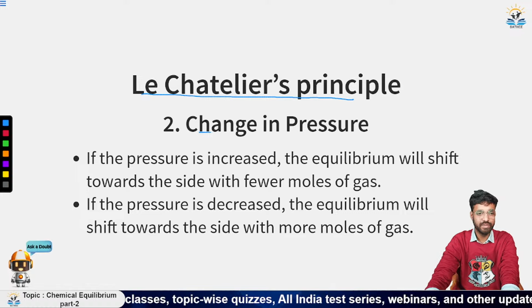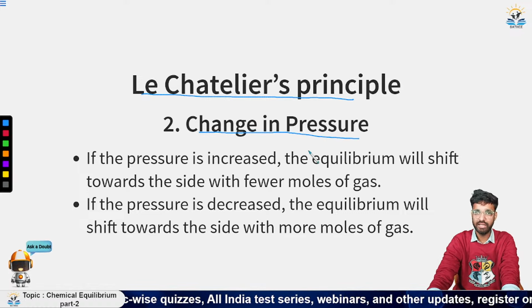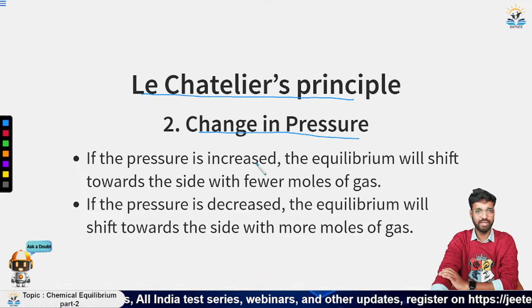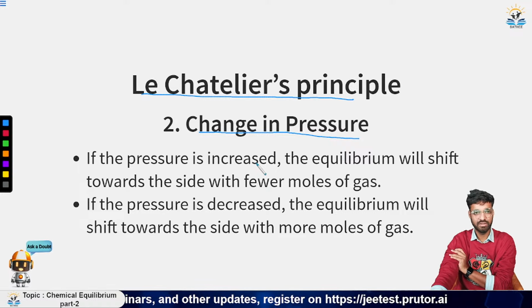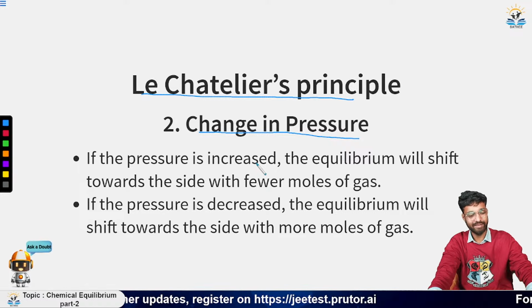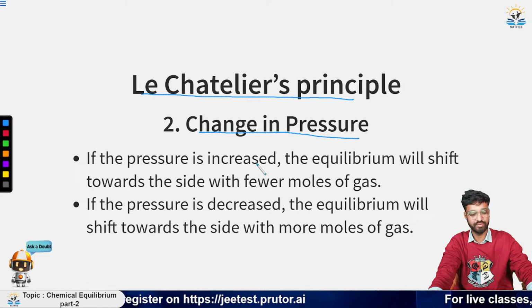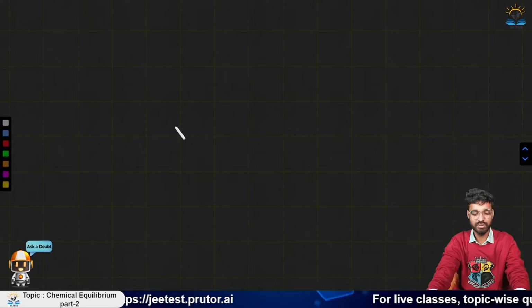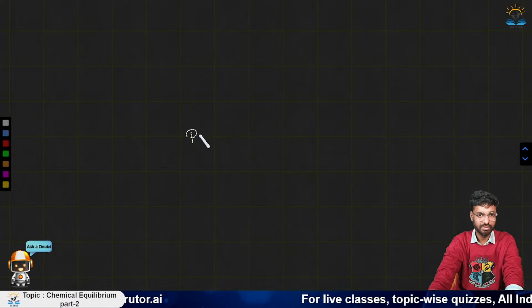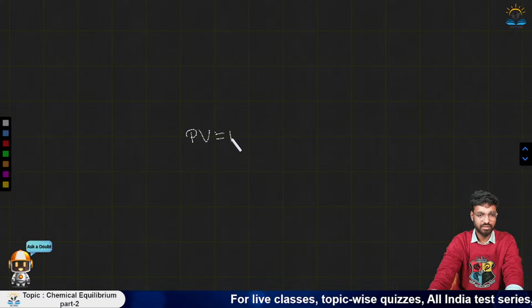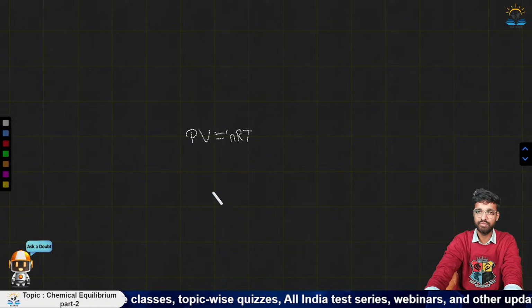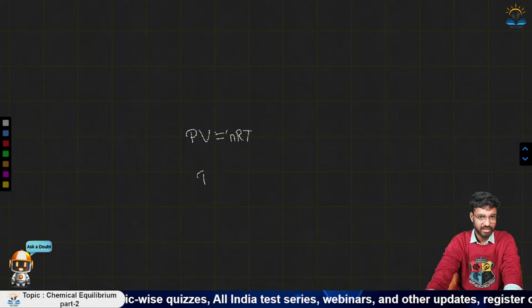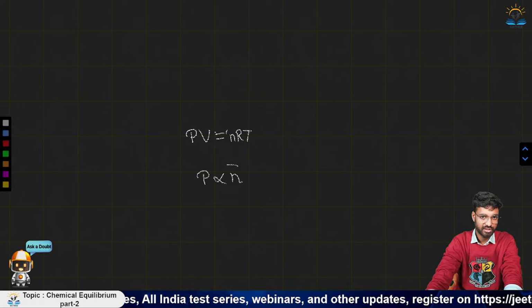So what happens if we increase or decrease pressure? Suppose we are increasing the pressure. Now what will happen is that the equilibrium will shift to the side which has the fewer number of moles of gas. Why is it so? If you look directly into the ideal gas equation, which says that PV equals nRT, you can see clearly that pressure is directly proportional to n.